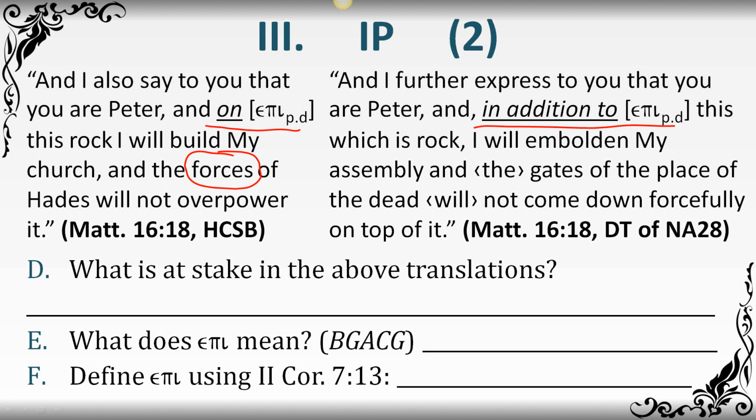Now, the other translation that's given there is pretty much no way that a Catholic could possibly use that to support their doctrine. Well, that's not what I'm saying. I'm just saying the translations by themselves say very different things. One says the church is going to be built on Peter the Rock, and the forces of Hades will not overpower it. The other one says that in addition to Peter, the assembly will be emboldened, and the gates of the place of the dead will not come down forcibly on top of it, which is a promise about eternal life. It has nothing to do with whether or not the church will continue unsullied in history. That's how I look at it, too.